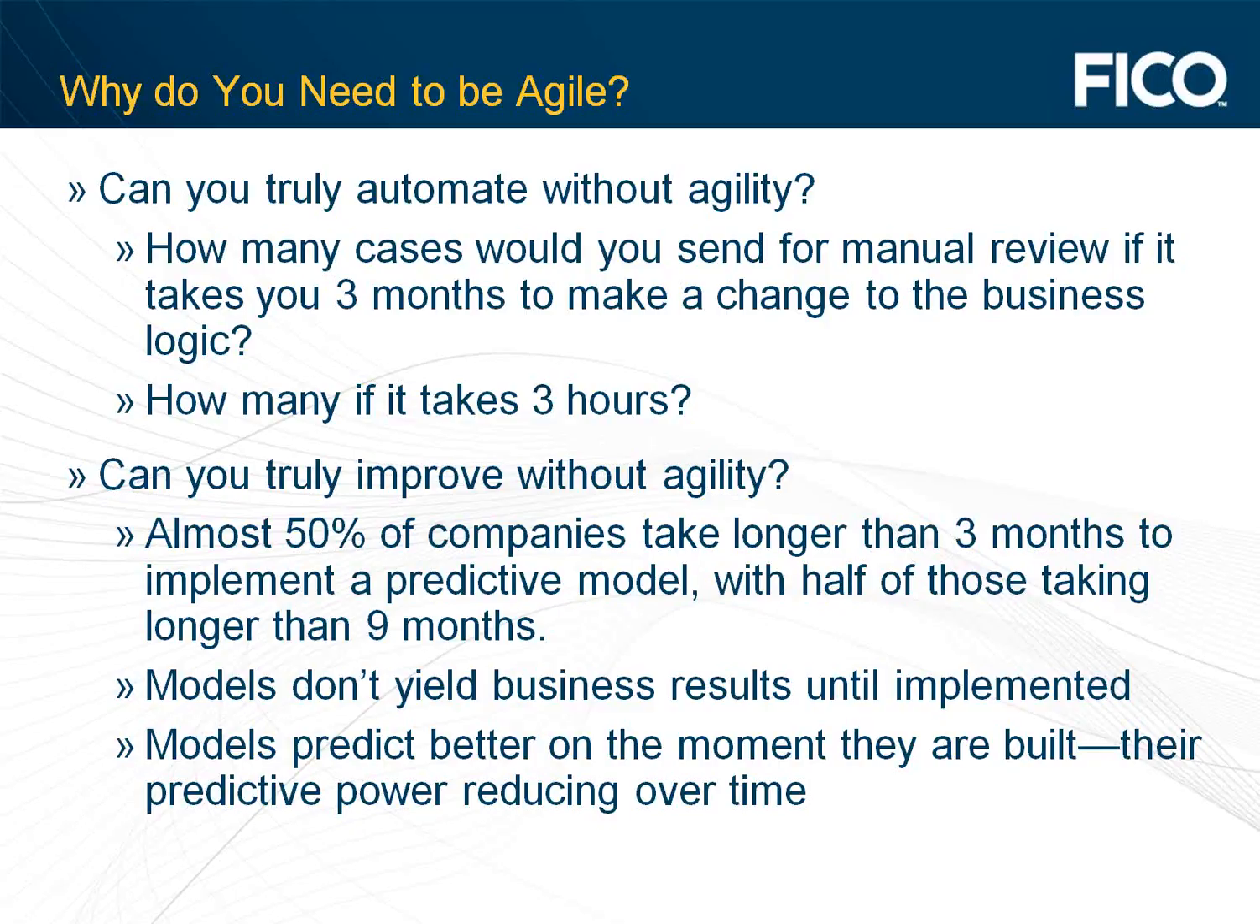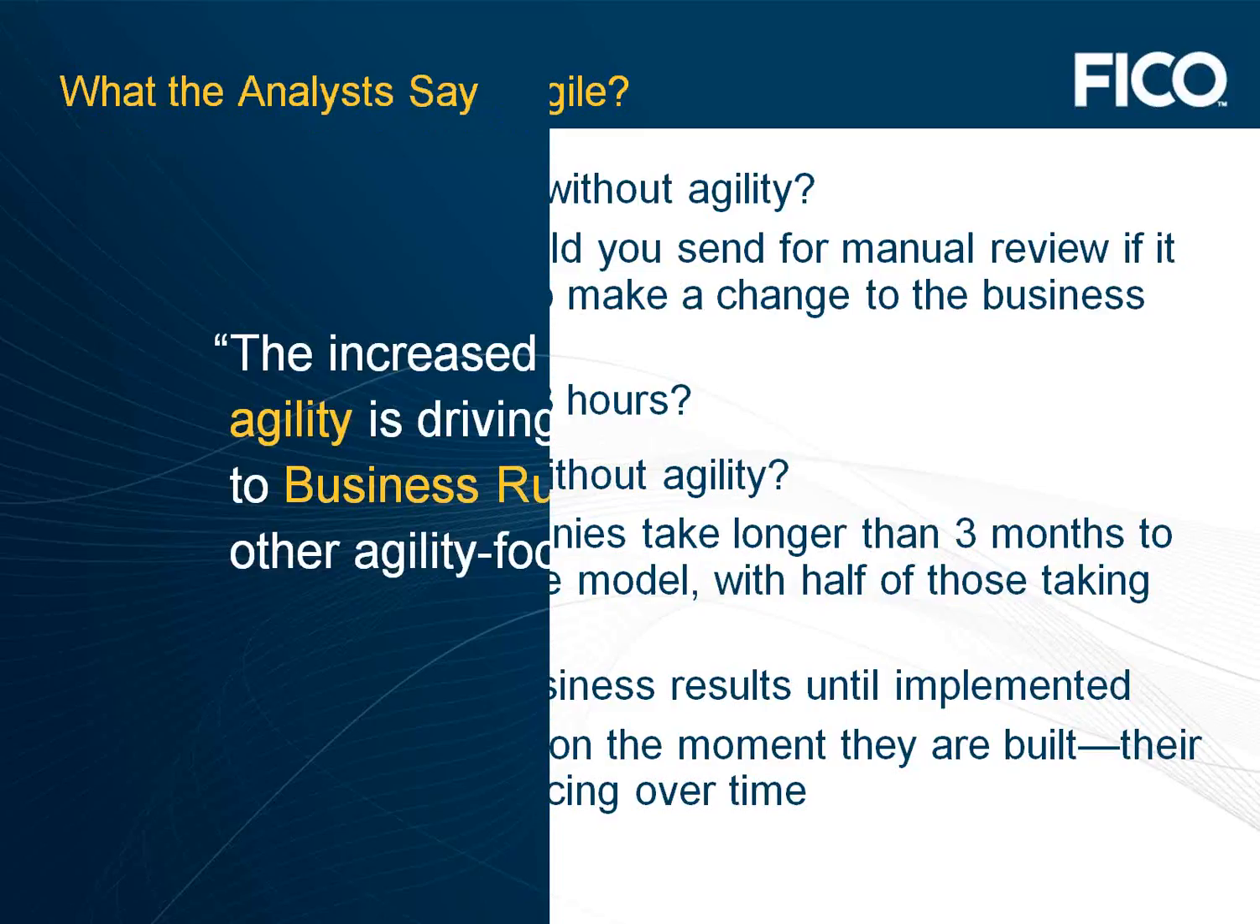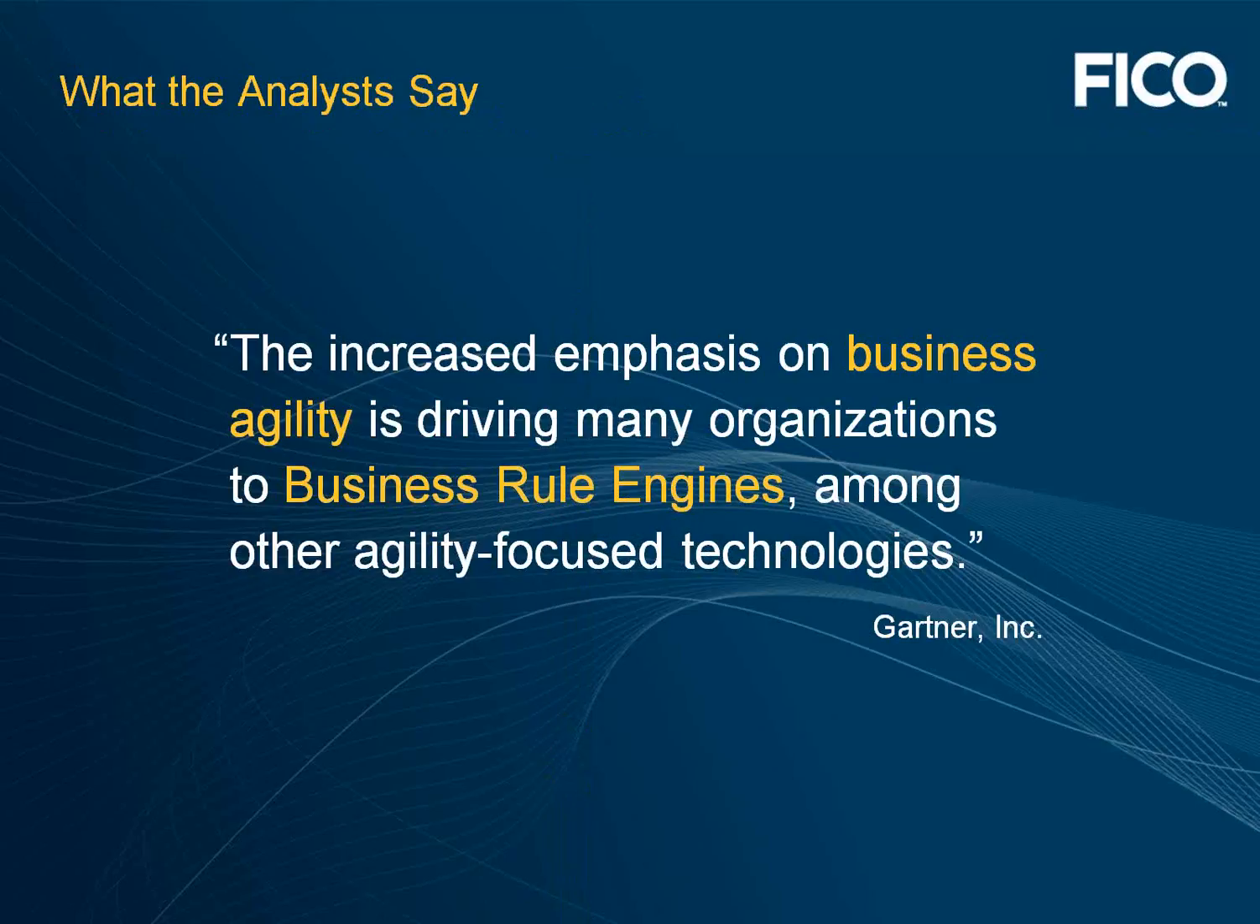So what is being said about this by industry analysts? This quote is from Gartner. The increased emphasis on business agility is driving many organizations towards business rules engines and business rules technology, among other agility-focused technologies. So again, we see a strong focus on agility, and I'm not saying that business rules engines and business rules management systems are the only solution towards improving agility. There's a whole range of technologies, but as identified by Gartner, this type of technology does definitely help a number of organizations.